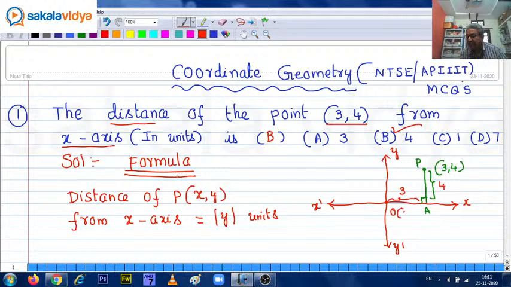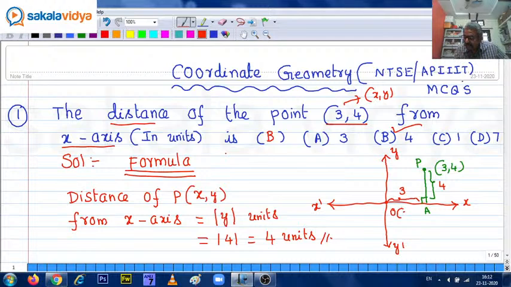You may have a doubt: why should we write modulus? The modulus of a real number is always positive, and distance is measured as positive. So that's why we need to mention modulus. Even though y is negative, you get the positive value. So you put mod y. Here, if you say this point is x, y, then y refers to 4. So this equals mod 4, which is 4 units. You can remember it like this also.